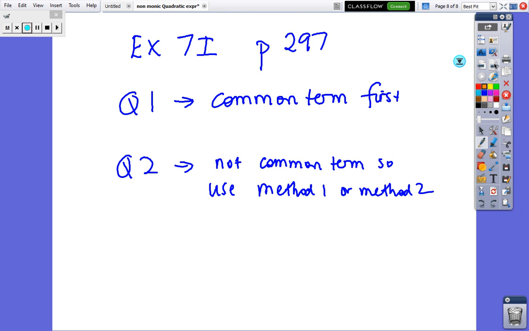Okay, so there's an exercise to practice. 297. Again, this is the hardest ones we've done so far, so it's just practice makes perfect. Okay, good luck.